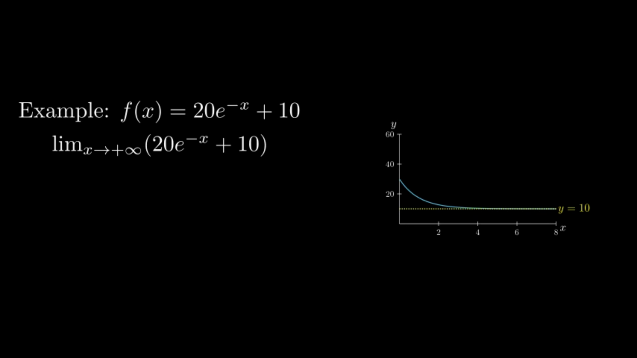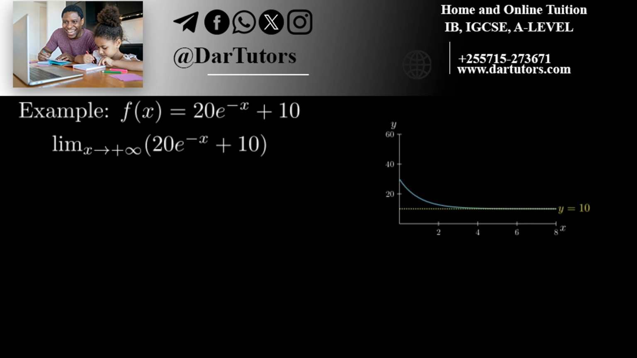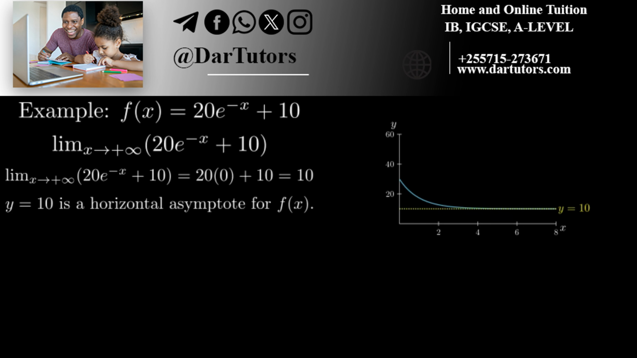As x becomes a very large positive number, negative x becomes a very large negative number, and e raised to a large negative power is very, very close to 0. So the e to the negative x term goes to 0, 20 times 0 is 0, and 0 plus 10 is 10. Therefore, the limit is 10. This confirms our formal justification. The line y equals 10 is a horizontal asymptote for this function, which is exactly what we see on the graph.